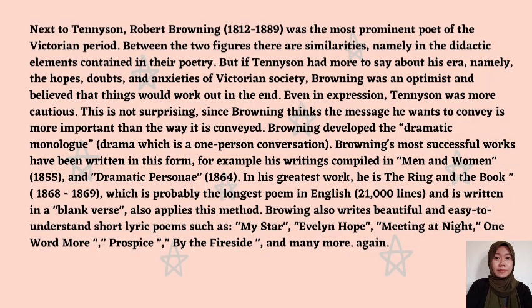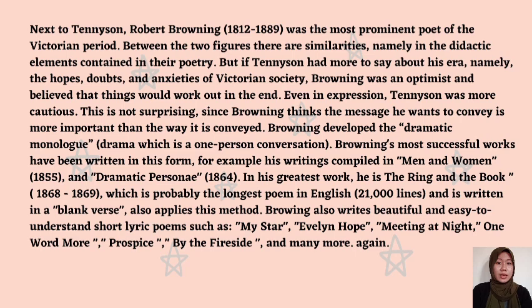and Crossing the Bar. Next to Tennyson, Robert Browning, 1812 to 1889, was the most prominent poet of the Victorian period. Between the two figures, there are similarities, namely in the didactic elements contained in their poetry. But if Tennyson had more to say about his era, namely the hopes, thoughts, and anxieties of Victorian society, Browning was an optimist and believed that things would work out in the end.